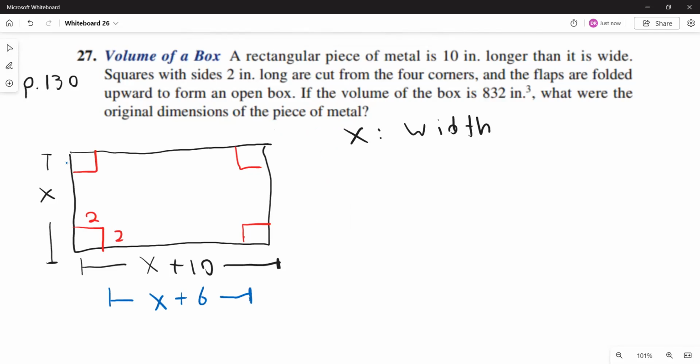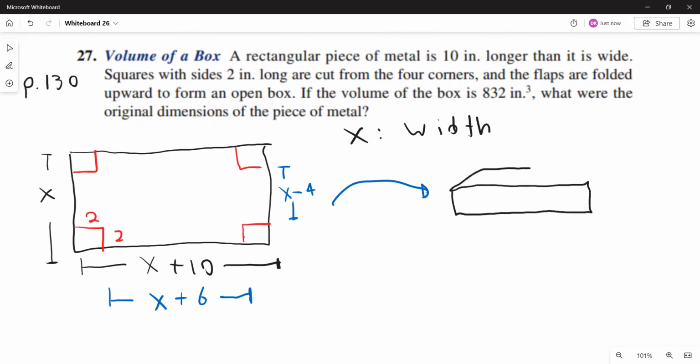We cut squares with 2 inches, and then the width of the box is going to be x minus 2 minus 2. So that's going to be x minus 4. So we're forming an open box, and that box will have dimensions 2, x plus 6, and x minus 4.